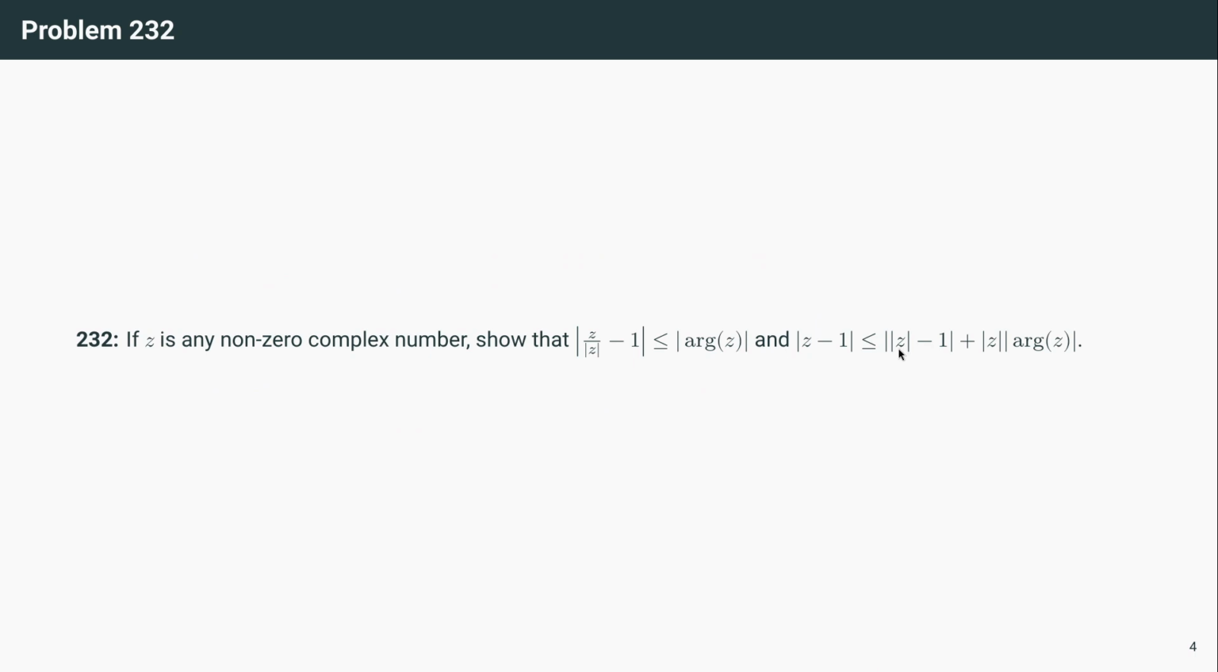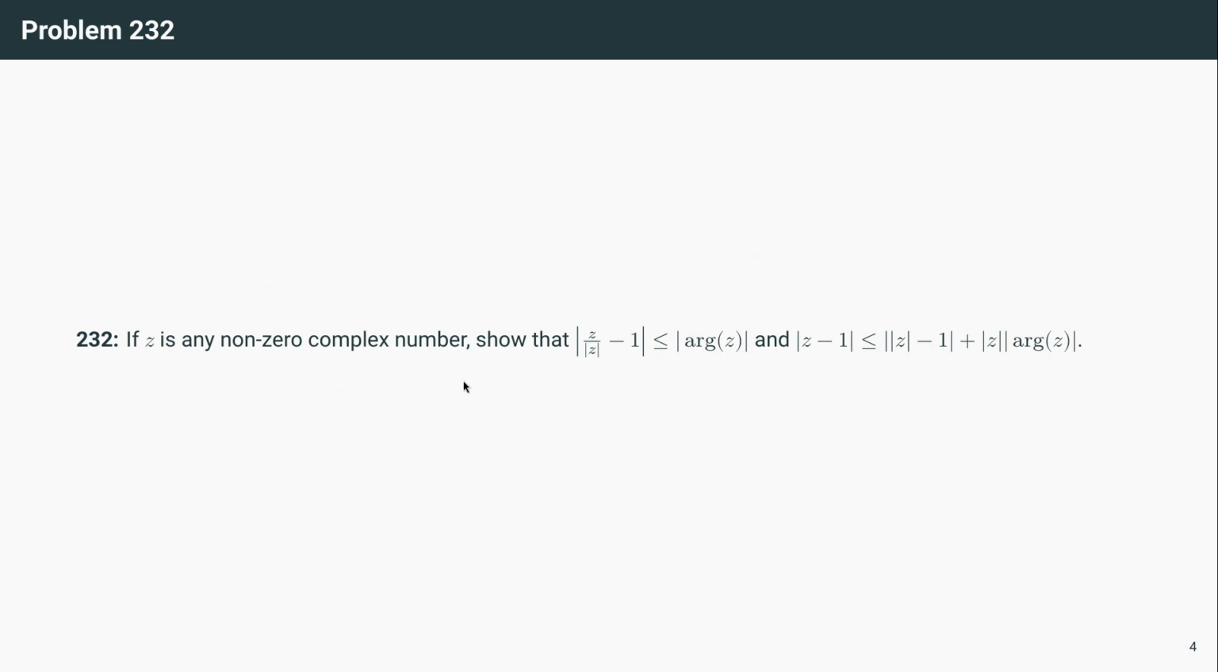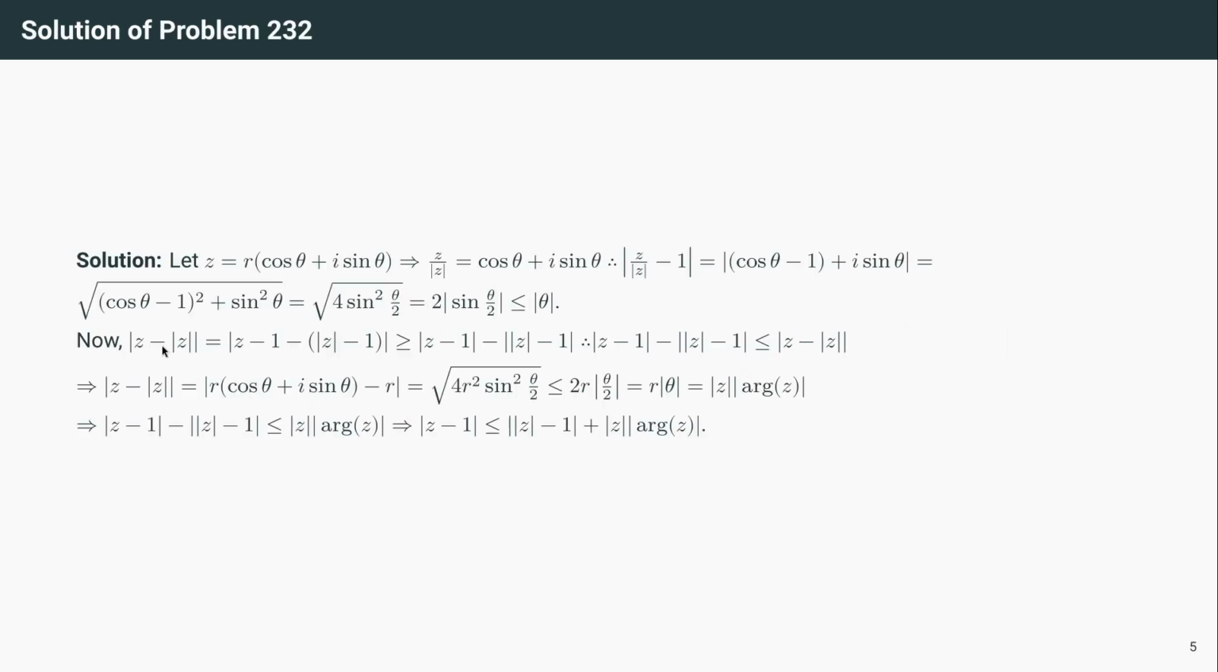So first we evaluate z minus mod z. What we do is we take mod of z minus mod z, we subtract one from both, so one will get cancelled. So this would be greater than mod of z minus 1 minus mod of mod z minus 1. Therefore, we can say that mod of z minus 1 minus mod of mod z minus 1 is less than or equal to mod of z minus mod z. Now this z minus mod z is nothing but r cos theta plus i sin theta minus r, which is nothing but r mod of theta.